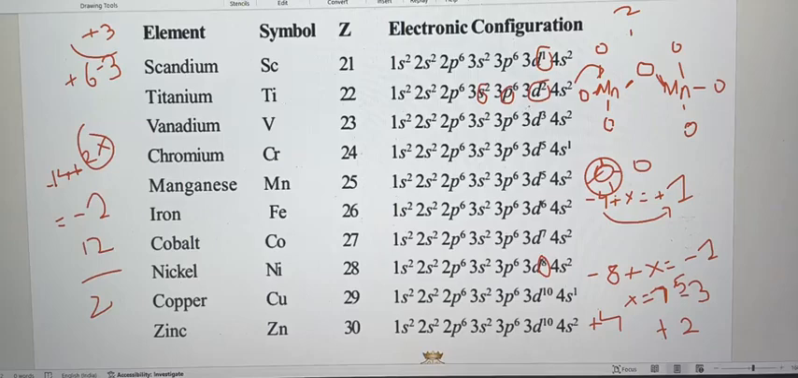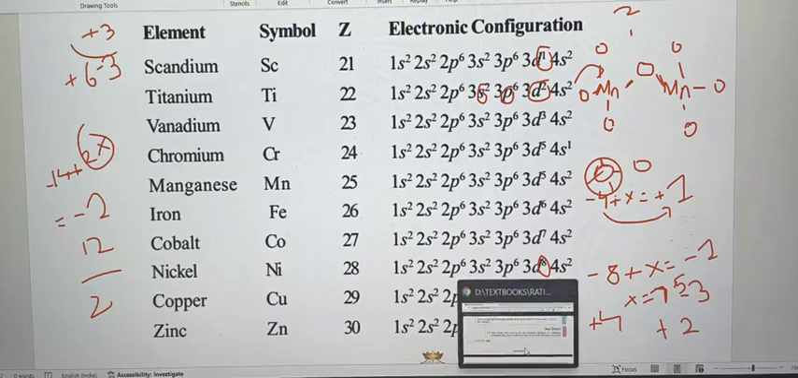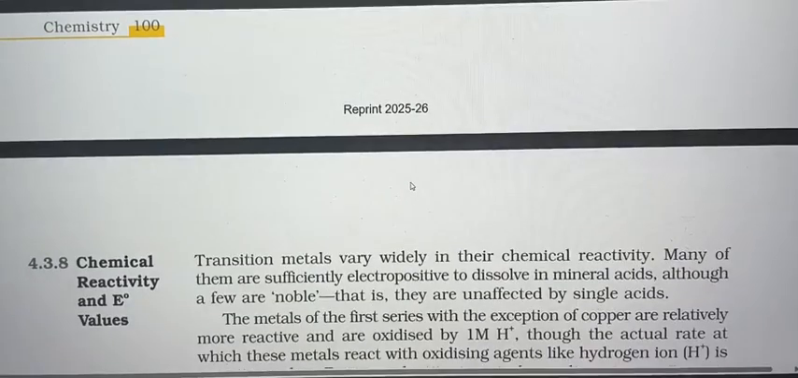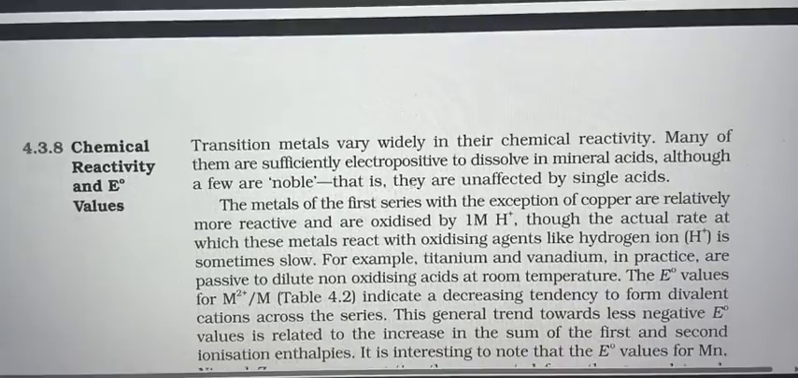The nuclear charge will keep on fluctuating. The pulling becomes less over here, the pulling is more over here. If it is more over here, ionization enthalpy is more. If it is less over here, ionization enthalpy is less. So that's why there is too much irregular variation when it comes to ionization enthalpy. We can't expect one proper trend to go on because of all these scenarios.